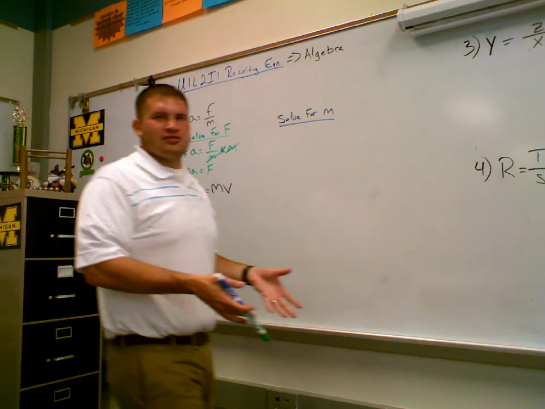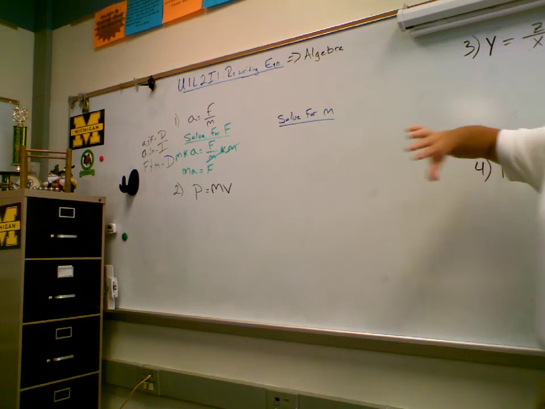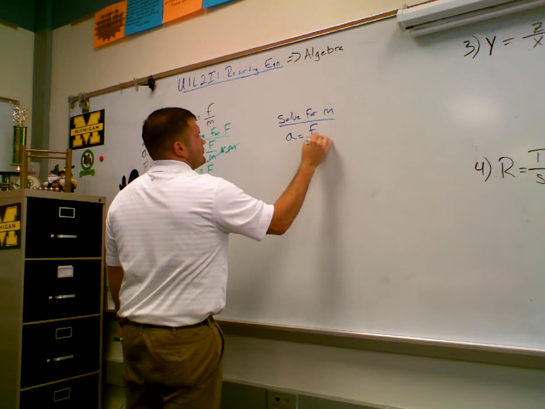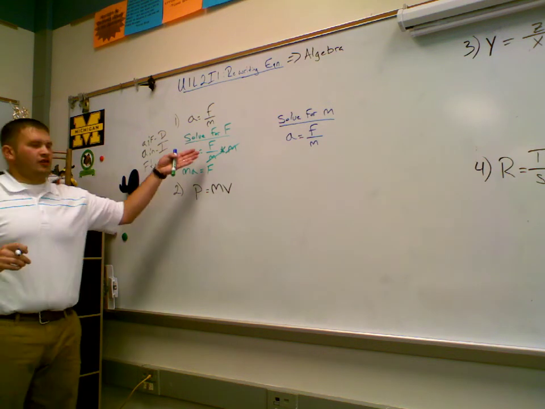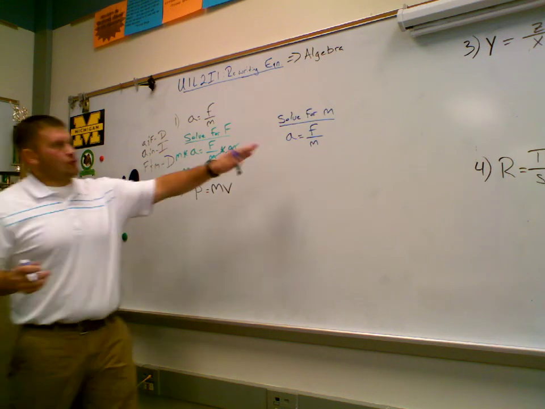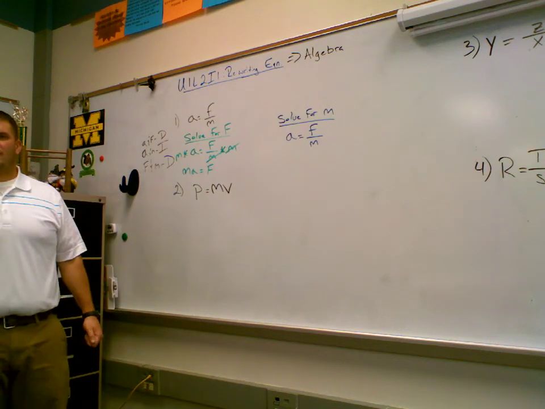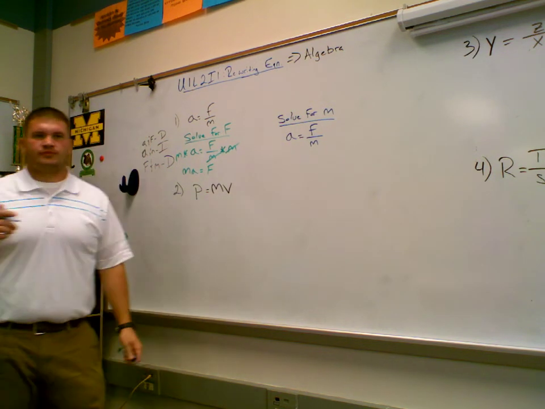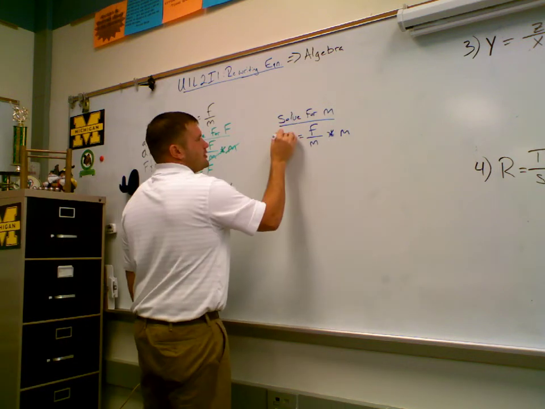But instead of having numbers, I'm using letters. So, solve for M. This one's a little more fun, because my M is on the bottom. Over here, the F was on top. We just had to get rid of the M and we were all good. On this one, the M is on the bottom. So if I just get rid of the F, is that going to fix it? No. We have to get the M off the bottom first. So how do I get the M off the bottom? Multiply by M. Looks very similar to the one we just did, doesn't it?